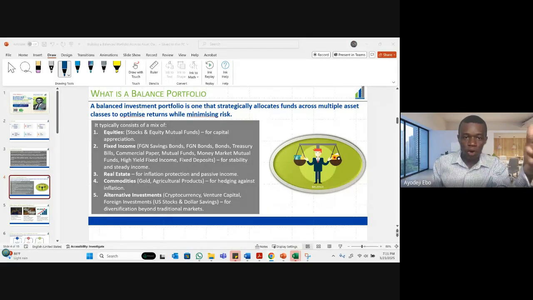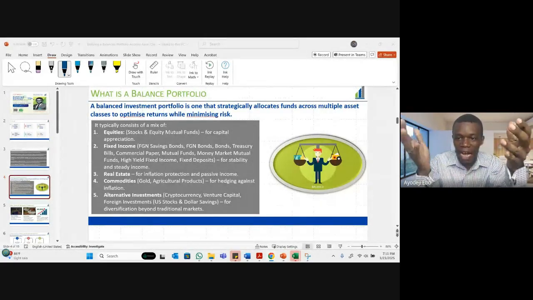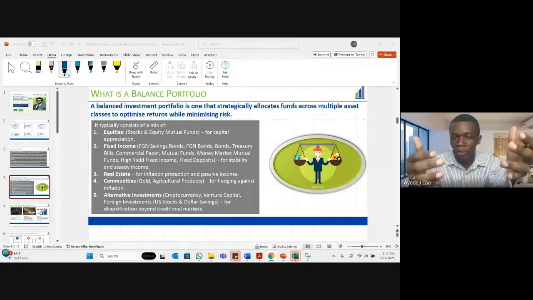So when we go to our major focus, what is a balanced portfolio? A balanced portfolio is strategically allocating funds across multiple asset classes to optimize return while minimizing risk.